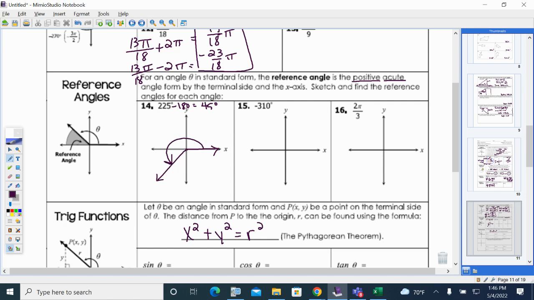So here's how I'm going to try to explain a reference angle. You're going to put your pencil on the terminal side, and then you're going to go to the closest x-axis because it has to be an acute angle. So if I'm here, I'm going to go back to the x-axis there, and I need to know what that angle measure is. Well, we already found it. It's 45 degrees. So my reference angle here is 45 degrees.